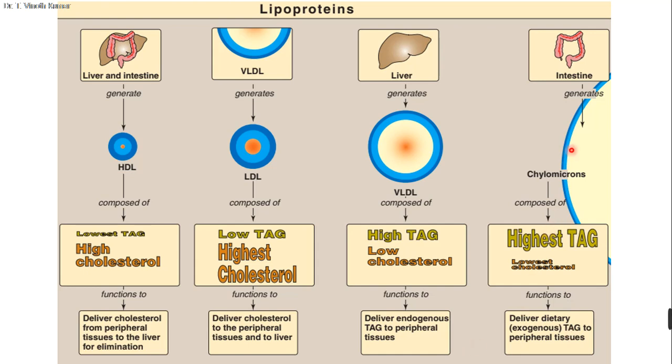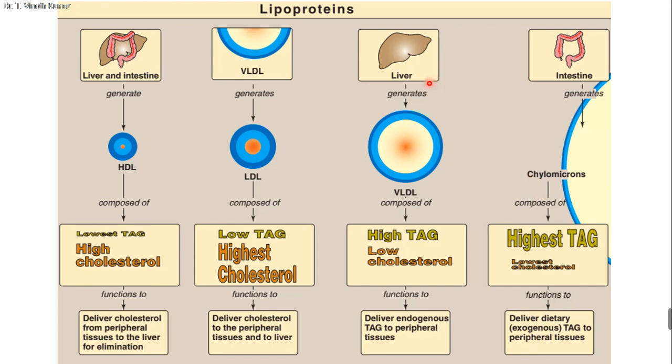First we can start with chylomicron from the right side. You can see the size, which matters, and the area of synthesis is the small intestine, which generates chylomicron. It is composed of the highest concentration of triacylglycerol and the lowest concentration of cholesterol, and it functions to deliver dietary, that is exogenous, triacylglycerol to the peripheral tissues. The main function is to transport fat, that means the free fatty acids, to tissues like the mammary gland, muscle and adipose tissue.